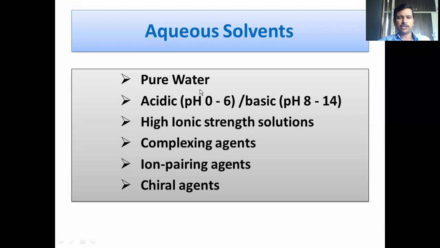Pure water we will be using, or even acidic solvents having a pH from 0 to 6, or basic solvents having a pH from 8 to 14 are also used.